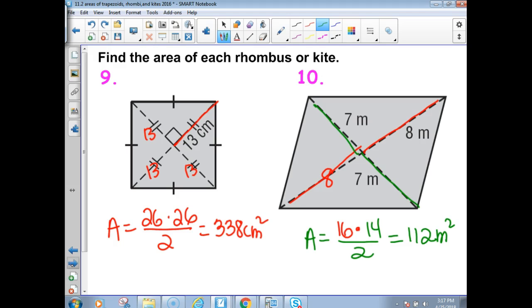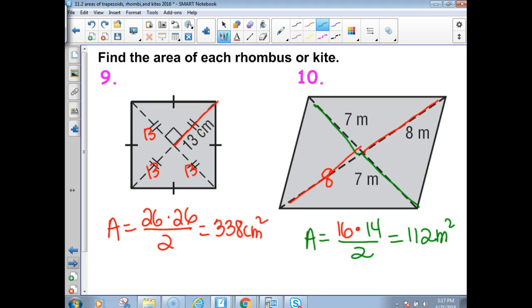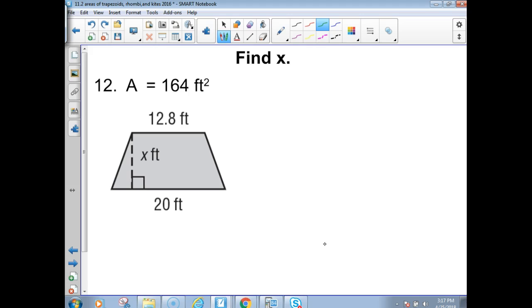All right, 11. Oops, what happened? No 11 either. All right, guess we put it in the ISN. We have to work backwards. All right, so X in this picture is the height. You with me? We're going to find the height.